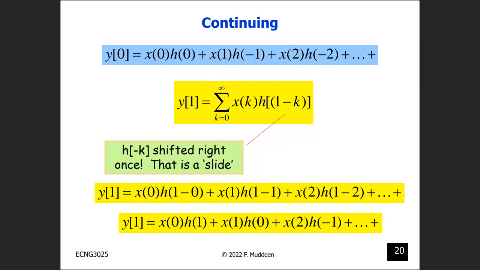Then we let n equal to 1 now, and if we expand that, we're going to have that y[1] is x[0] h[1] plus x[1] h[0] plus x[2] h[minus 1], and so we keep going on, right? And h[1 minus k] is h[k] delayed by 1. So we could keep doing that. All I'm doing, no big set of maths here, no integration, no finding area under anything, all right?